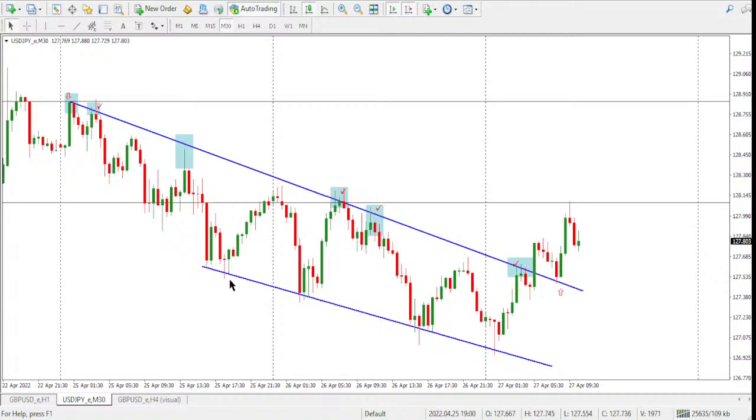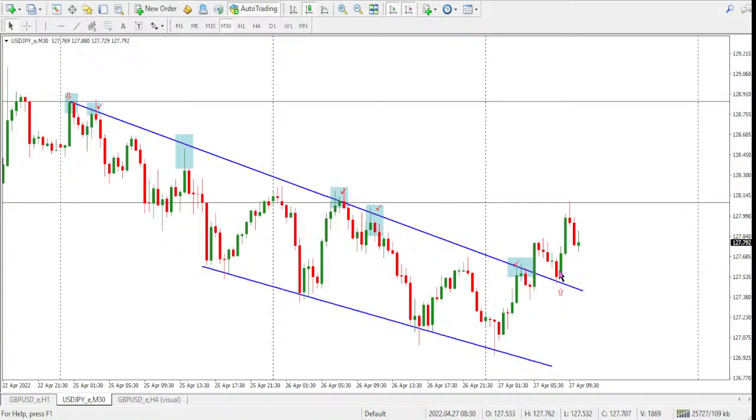We had a support, and a support, and a support, and a support there. So as it is now, if the price continues up and breaks above this line, we expect it to continue upwards, at least up to this point here. So this was a very, very good buy earlier today.